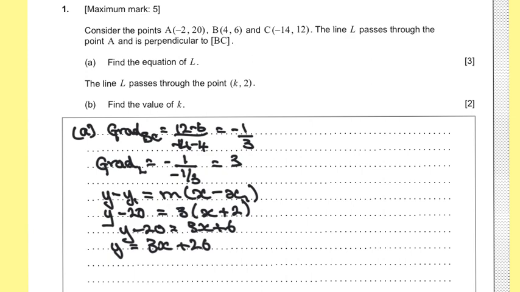B. The line L passes through the point (K, 2). Find the value of K. If that's true, then 2 is equal to 3 lots of K plus 26. Therefore, 3K is equal to minus 24, so K is equal to minus 8.